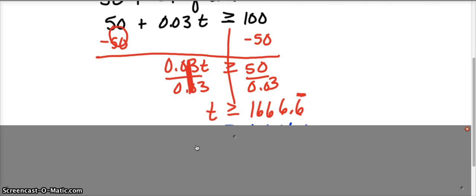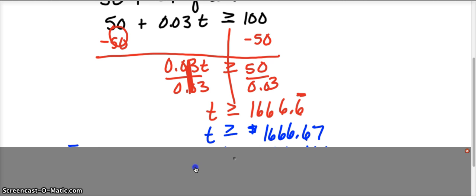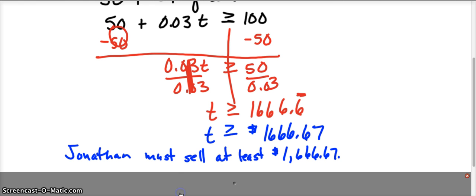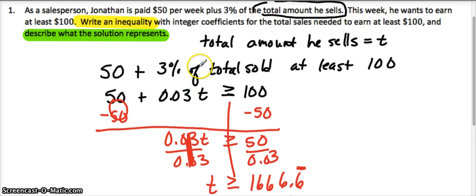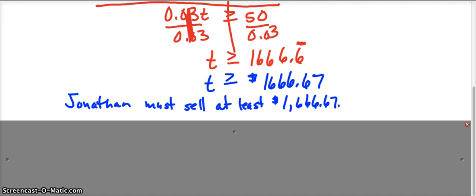Well, we're talking about purchases, we're talking about money, and you're never going to see a price tag that's got a 6 repeating. So it needs to be rewritten as t is greater than or equal to $1,666.67 when you round it to the nearest penny. So what does that mean? That means that Jonathan must sell at least $1,666.67 in order to earn at least $100.